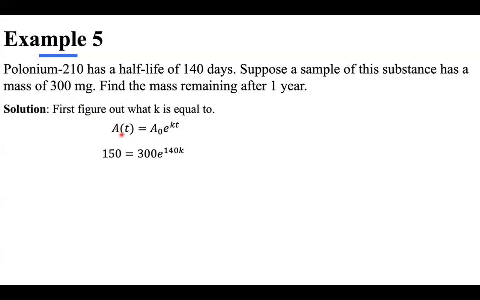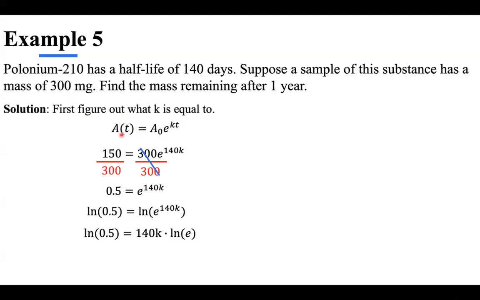If I do the calculation here and divide by 300, you get 0.5 equals e to the 140 times k. Take the natural log on both sides. The exponent comes out front, and the natural log of e is 1, right? So we have 140k equals the natural log of 0.5. Divide both sides by 140 to isolate the variable k. That's the exact solution for k, which is approximately equal to negative 0.004951.